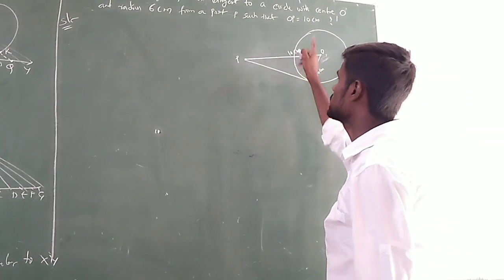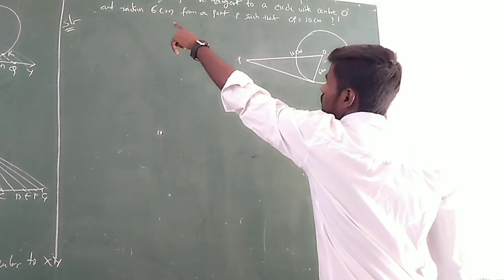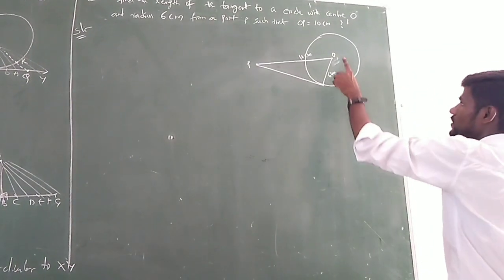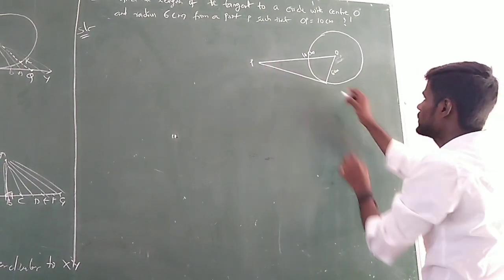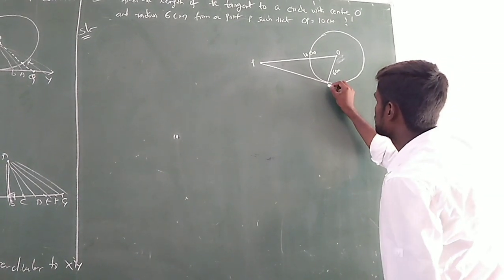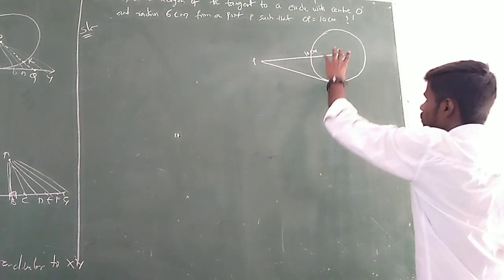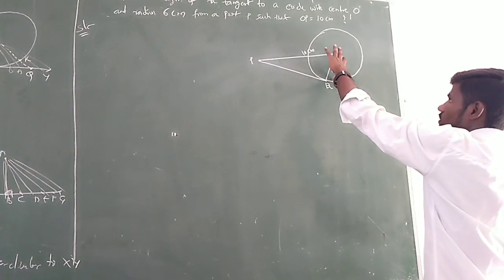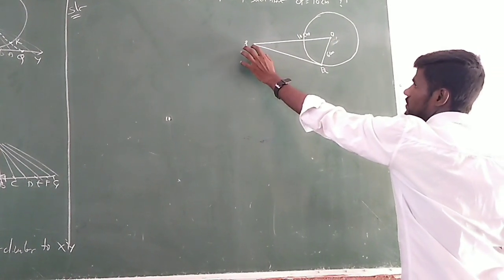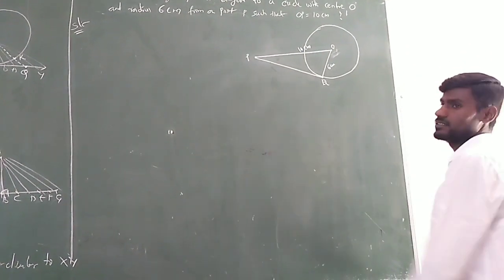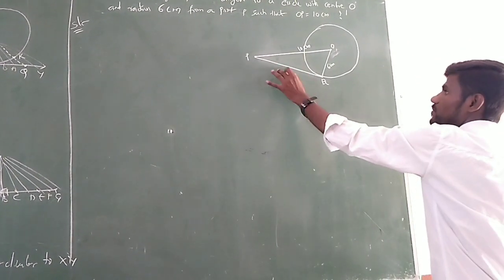Now radius 6 centimeters. The distance OP is 10 centimeters. Then what they are asking: find the length of the tangent. Here what is the tangent? Is OP the tangent or no? If you take a point where the contact is, let us take it as suppose Q. Is OQ the tangent? No. OQ is the radius. OP is the distance between the center and a point outside the circle. But PQ is the tangent. We need to find the length of the tangent PQ here.